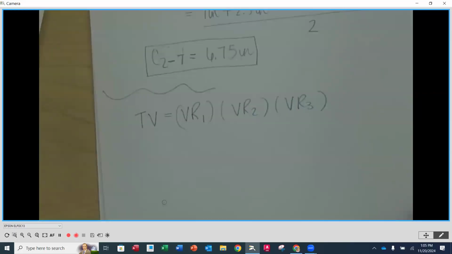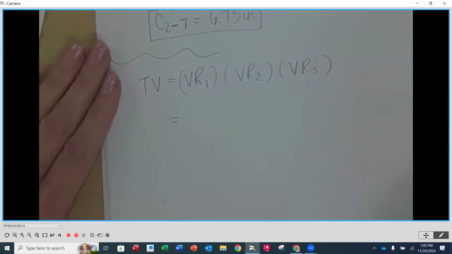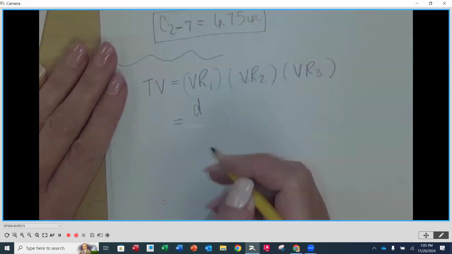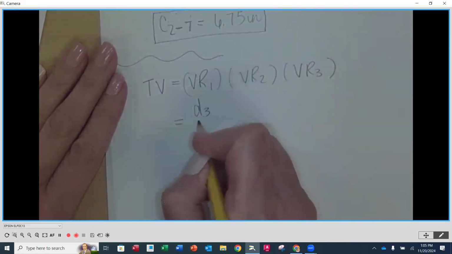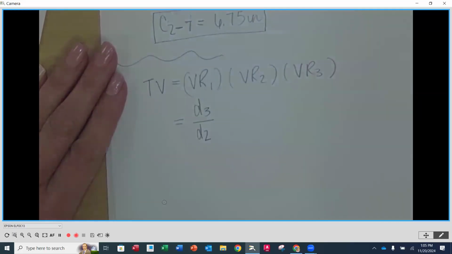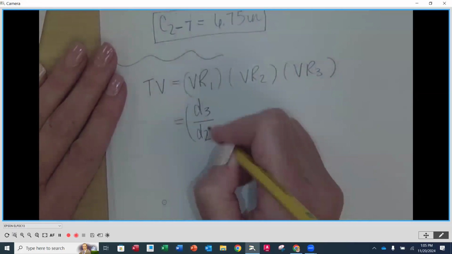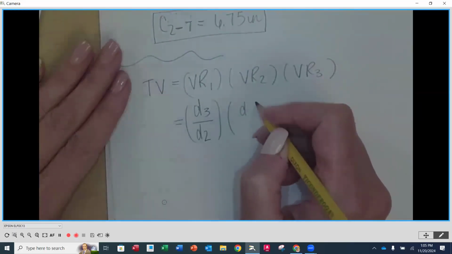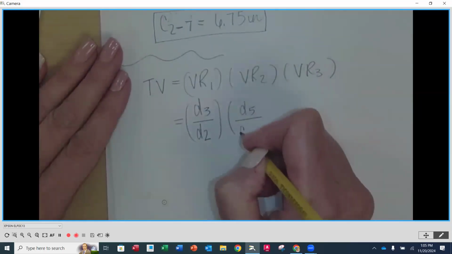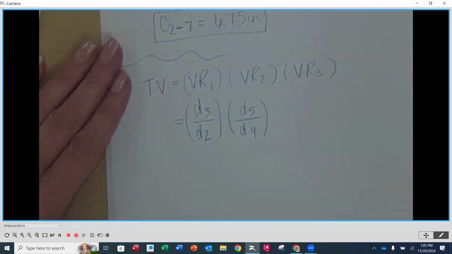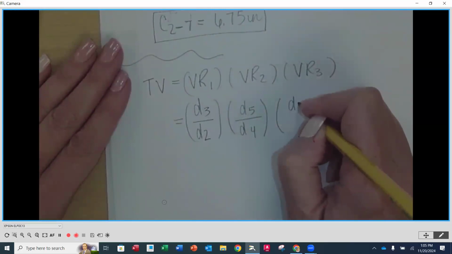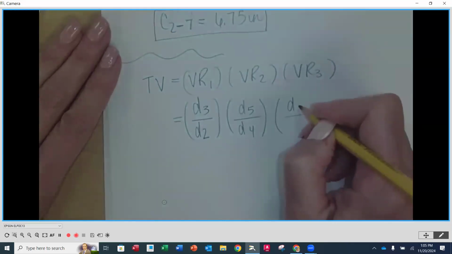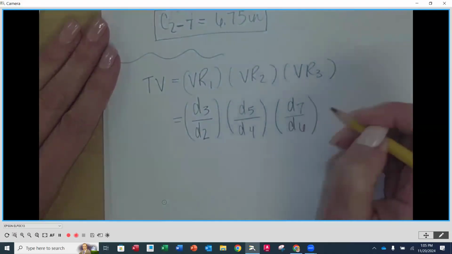Okay, so in our first one here, velocity ratio number 1 is going to be the pitch diameter of gear number 3, because that's the gear, divided by pinion number 2. And then we're going to multiply that by the pitch diameter of gear number 5, which is the larger of the two, divided by the pitch diameter of gear number 4. Multiplied by the pitch diameter of gear number 7, the larger one, divided by the pitch diameter of gear number 6. Okay.